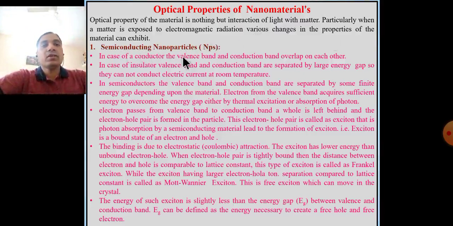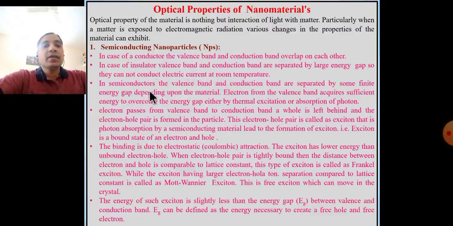First, semiconducting nanoparticles. In a conductor, the valence band and conduction band overlap each other. In an insulator, the valence band and conduction band are separated by a large energy gap, so they cannot conduct electric current at room temperature.